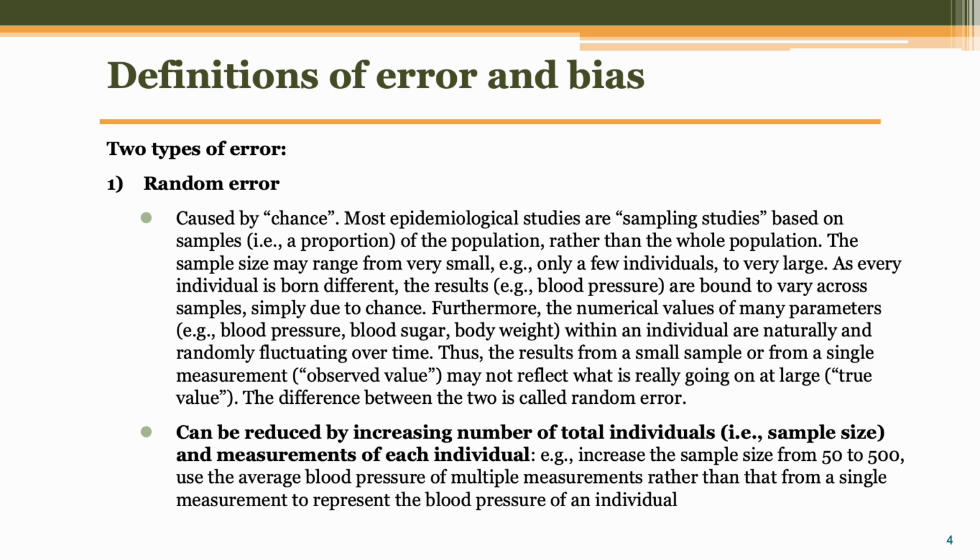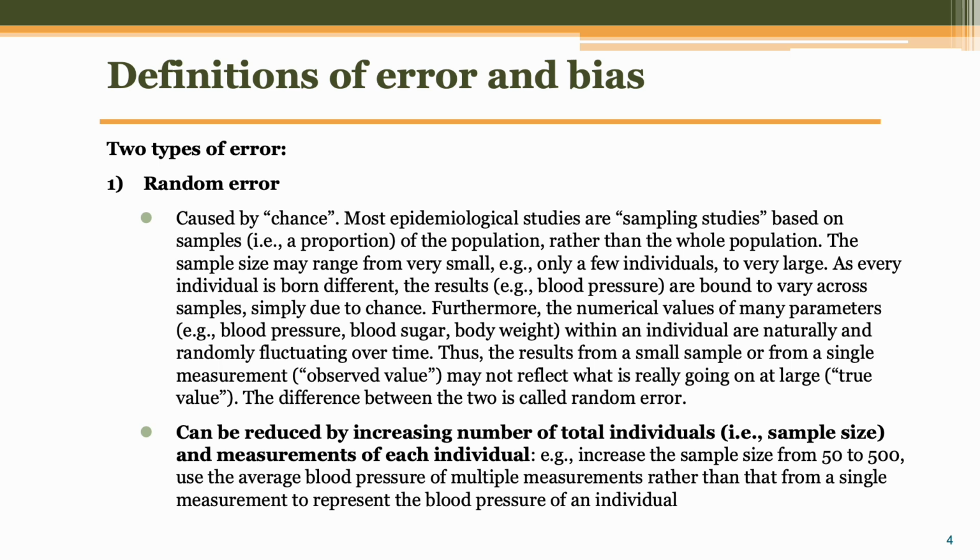There are two types of error. The first one is random error, which is caused by chance. Most epidemiological studies are sampling studies based on samples rather than the whole population. That means the studies are conducted in a proportion or a subgroup of the target population. So, the sample size may range from very small, such as only a few individuals, to very large, such as millions of individuals. As every individual is born different, the results are bound to vary across samples, simply due to chance. For example, the average blood pressure can vary significantly across different populations.